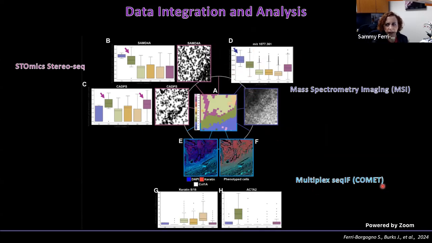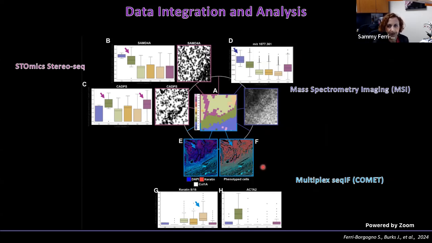And then the third layer that we utilized was the multiplex sequential immunofluorescence with the COMET technology, and this was the only targeted approach. As you can see over here, this is an example of the raw sequential IF imaging. And then over here, we phenotyped all the cells in the tissue and performed tissue segmentation. And here you can see an example of a canonical tumor and stromal marker that is overexpressed either in the tumor area or in the corresponding stromal area.